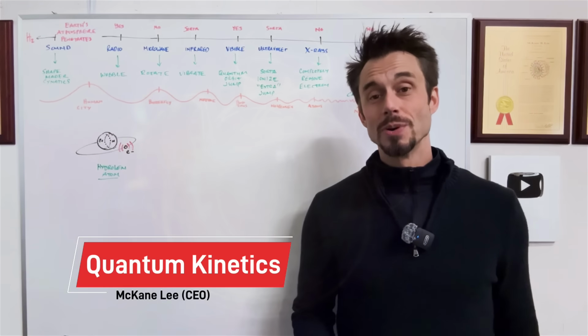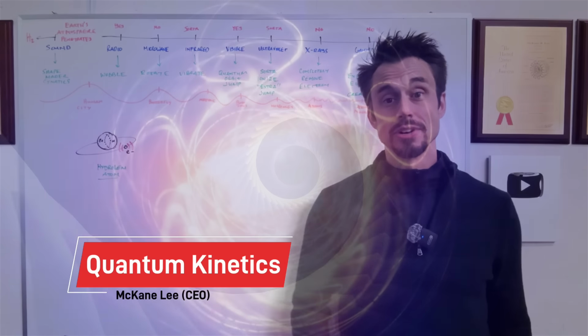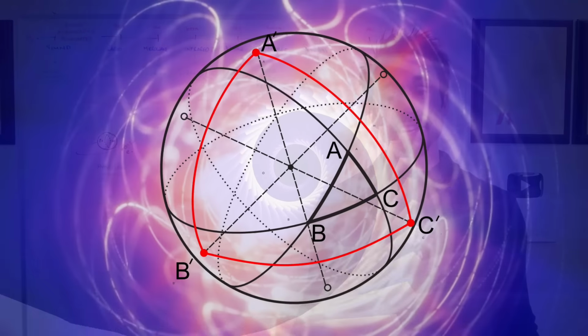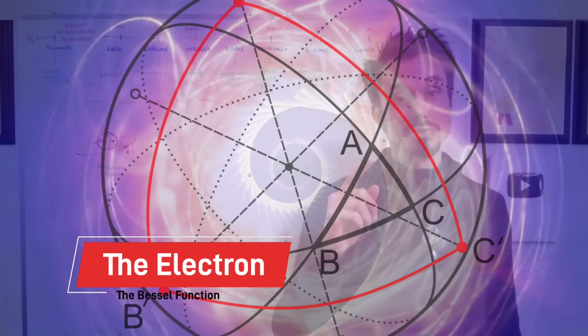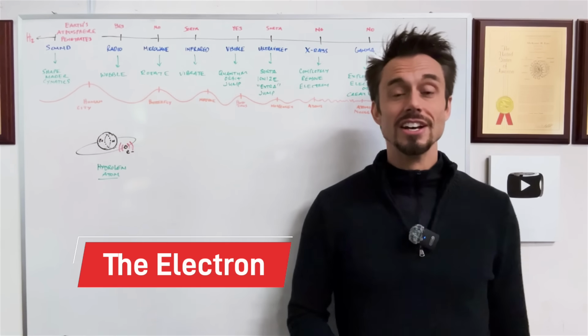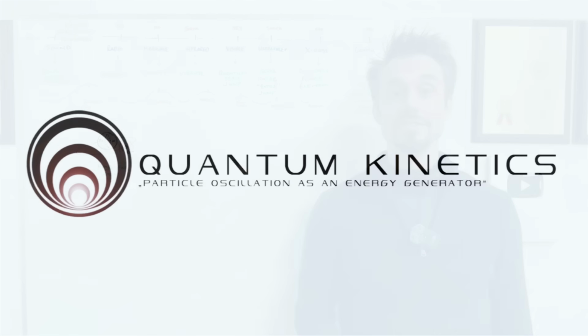I'm your host, the CEO, and today we're going to be talking about the electron and how the electron is composed of multiple faceted understandings of the universe and how we can use those understandings to induce cold nuclear fusion on demand. So if you're interested, go ahead and stay tuned all the way to the end of the video.